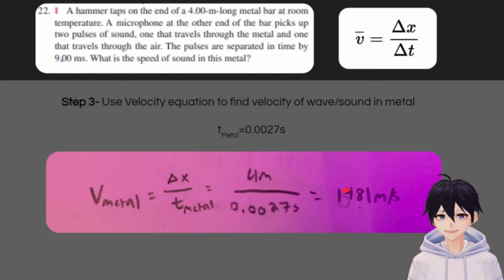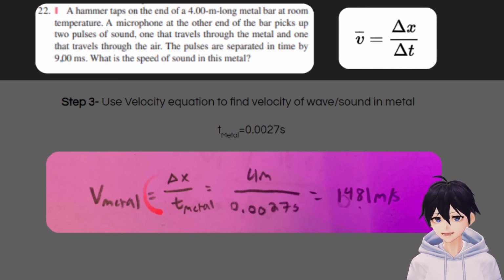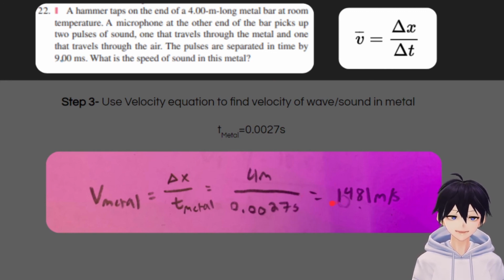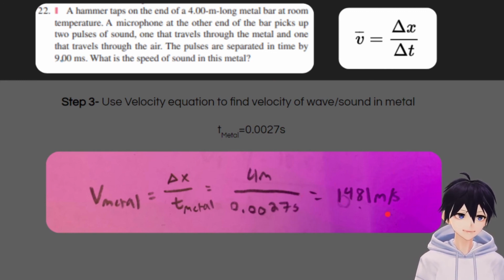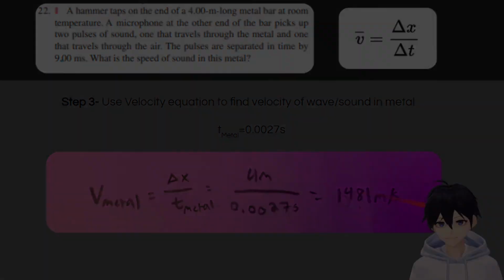So now that we have that, we can plug this t into this equation to find the velocity in the metal. So we plugged it in right here, and we have 4 meters over 0.0027 seconds, and that gives us 1,481 meters per second, which is the velocity that the sound wave in the metal is. And that's our answer. So there you go.